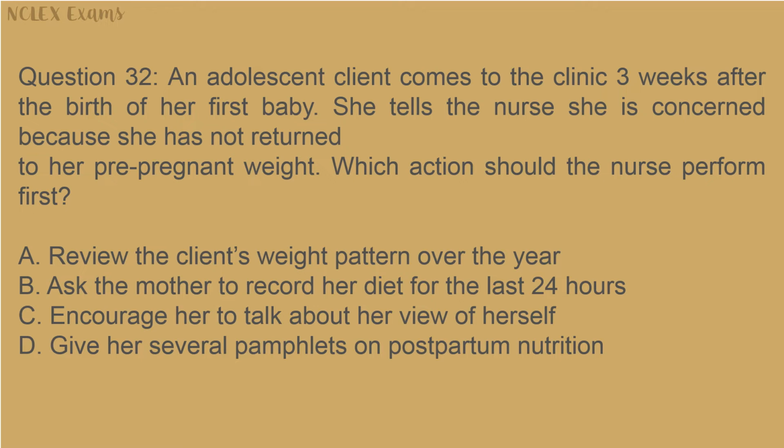Question 32. An adolescent client comes to the clinic 3 weeks after the birth of her first baby. She tells the nurse she is concerned because she has not returned to her pre-pregnant weight. Which action should the nurse perform first? A. Review the client's weight pattern over the year. B. Ask the mother to record her diet for the last 24 hours. C. Encourage her to talk about her view of herself. D. Give her several pamphlets on postpartum nutrition.